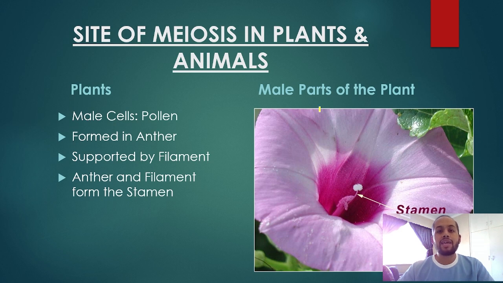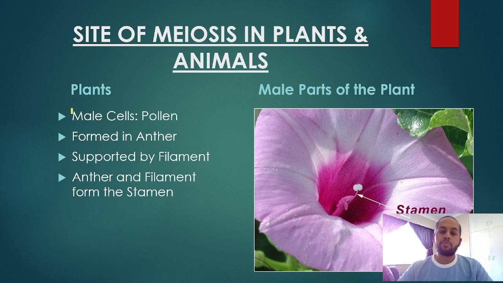If we talk about the site of meiosis in plants and in animals, you would have learned last year in grade 11, when you spoke about plant diversity, you would have focused on the reproduction of each type of plant diversity, such as bryophytes, pteridophytes, gymnosperms, and angiosperms. And you would also have spoken about the reproductive structures that you have in each plant.